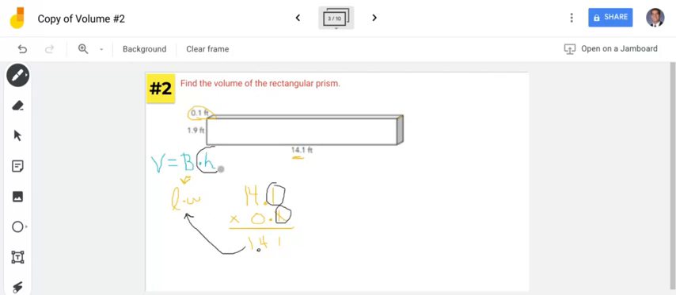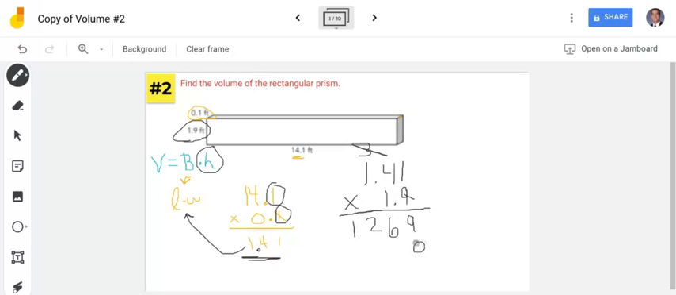But I also need to multiply that by the height. So I got to take this 1.41, and I'm going to multiply it by the height of 1.9. So times 1.9. Notice when I'm multiplying decimals, I'm not worried about lining my decimal up. 1 times 9 is 9. 9 times 4 is 36. 9 times 1 is 9, plus 3 is 12. I've used that. Add placeholder 0. 1 times 1 is 1. 1 times 4 is 4. 1 times 1 is 1. Add. I get 9, 7, 6, and 2.